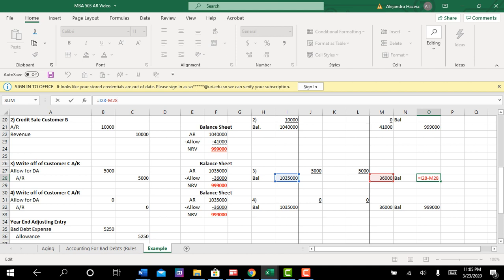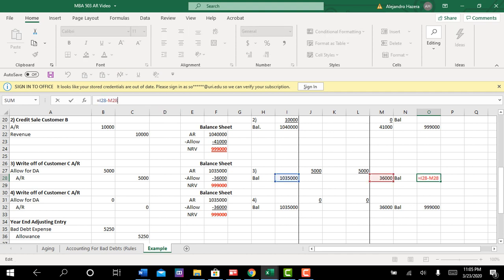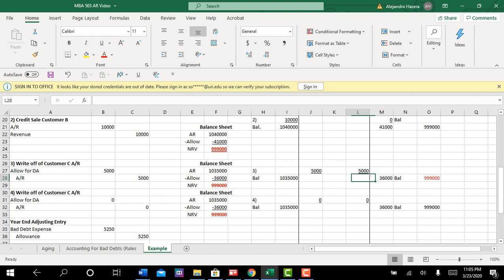It's the 1035 balance, which is equal to the amount reported. You could actually say that in reverse, but that's okay. And the 36, which is equal to the allowance amount reported. So on your balance sheet, you're showing this balance here of 1035 in your T account. Your allowance balance is 36. After the write-off, the net realizable value does not change since you took 5 out of each account. And this 999 is equal to that 999 right there.